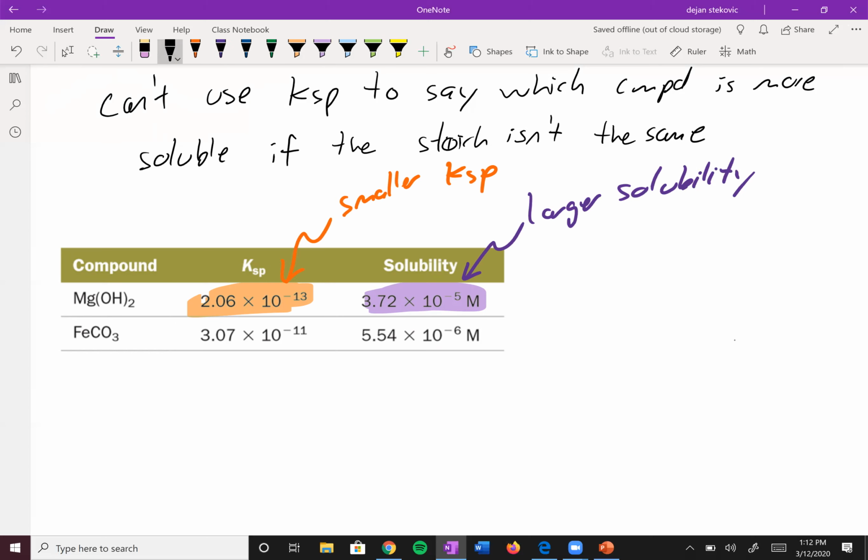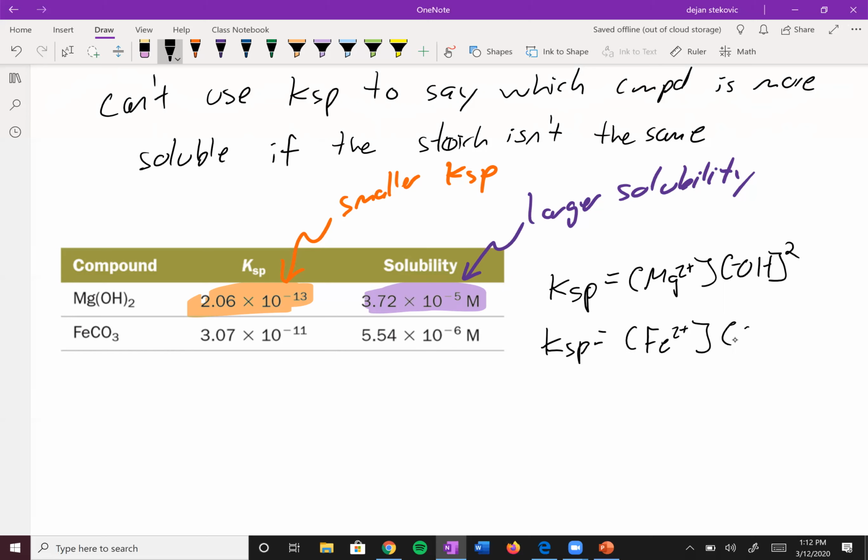Right? Why can that happen? Well, you have to think about what Ksp is here. Here, Ksp is magnesium 2+ times hydroxide to what power? Squared. Here, we have Ksp is equal to iron 2+ times carbonate to what power? To the 1 power, right? To the 1 power. So overall, this is to the 3rd power, while this one over here is only to the 2nd power.